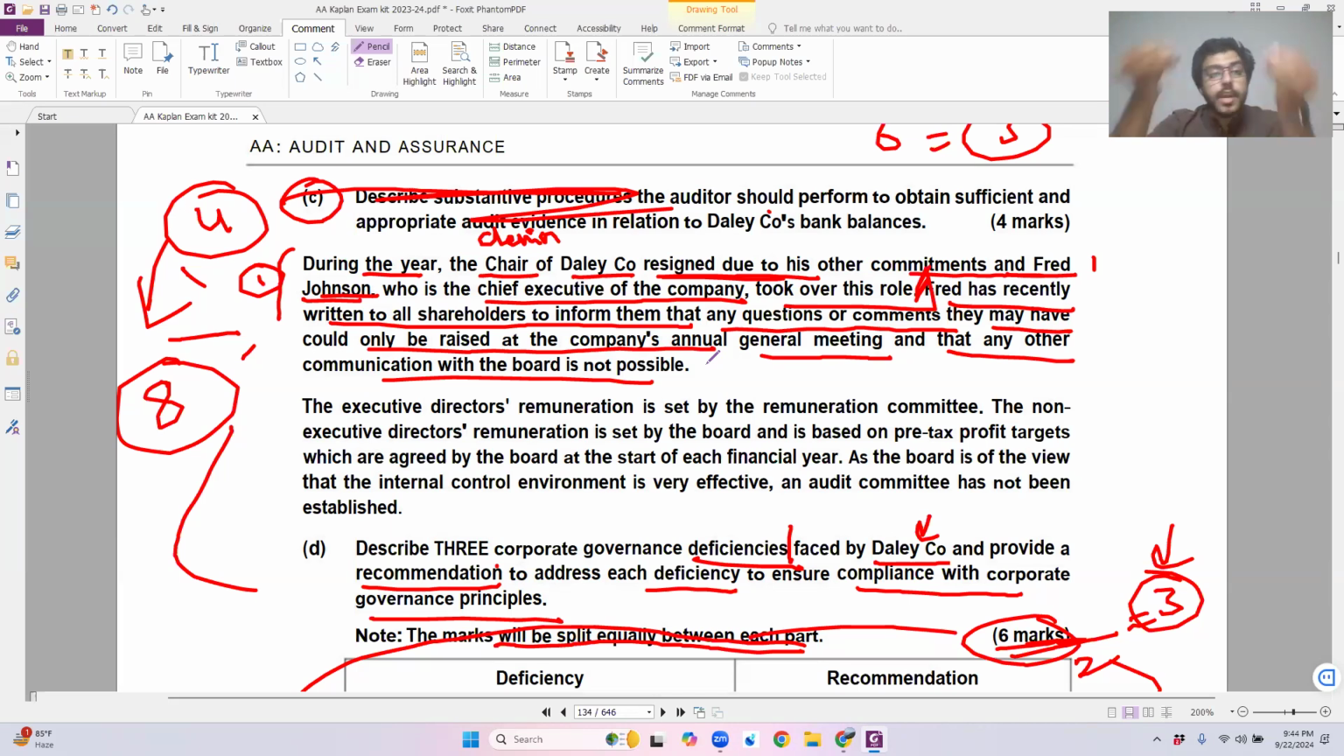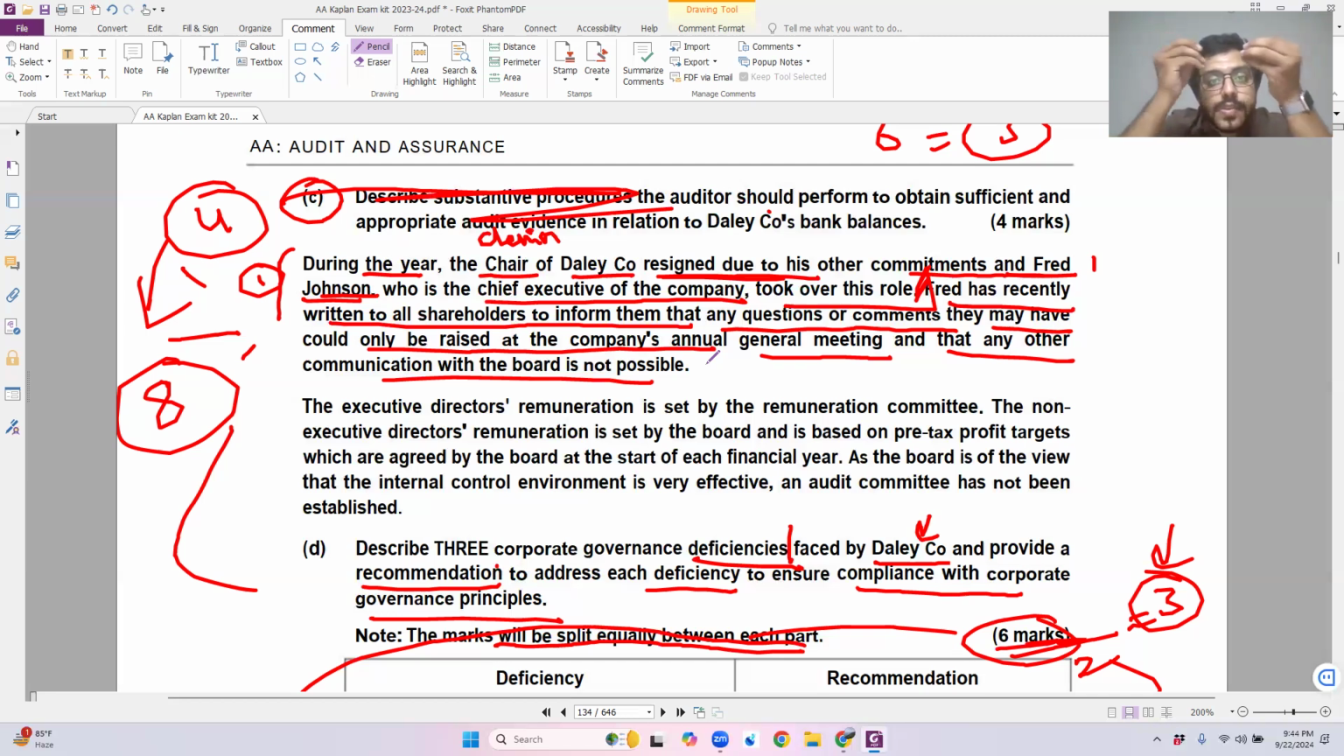But this letter has already been given to the shareholders. We need to provide a professional recommendation. We can't recommend that such a letter should not have been given and should not be done in the future. No, this has been done. We need to correct it.